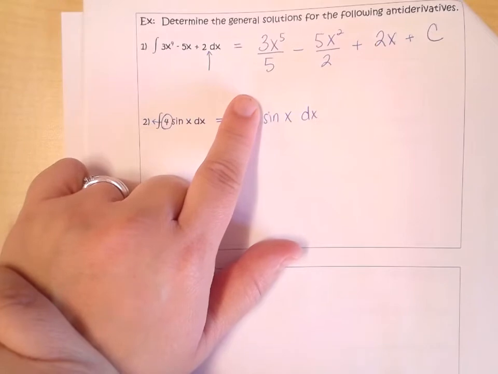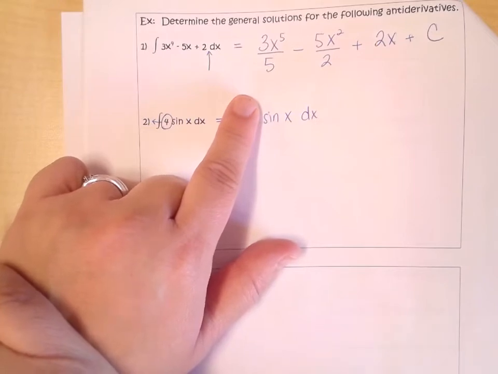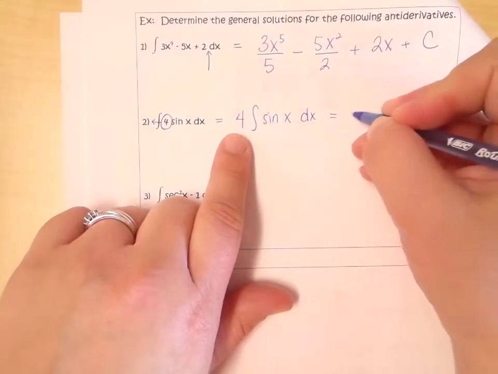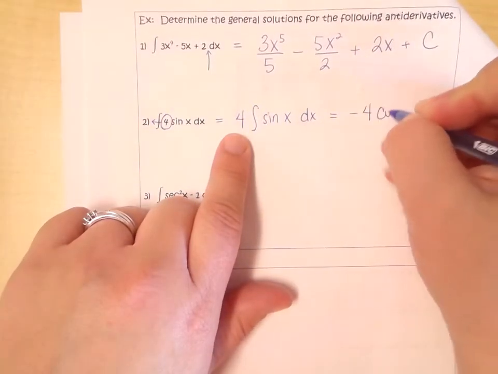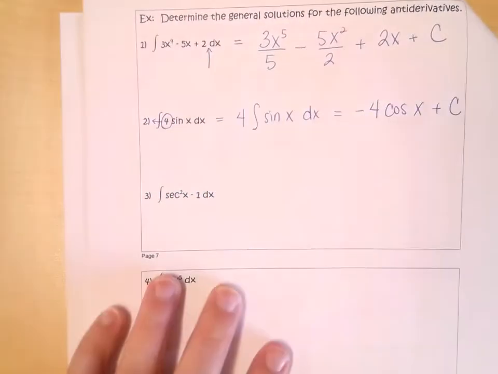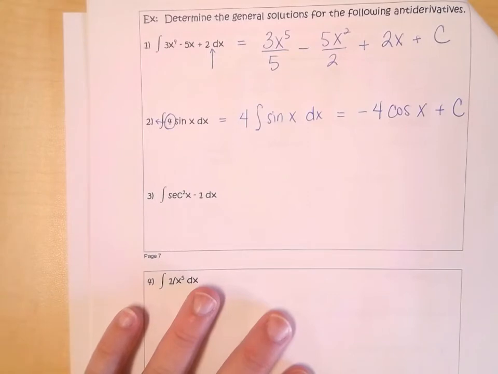What's the derivative of cosine? It would be negative sine. So since I don't see a negative, I have to put it with my answer. Does that make sense? The negative has to be somewhere, and if it's not part of the integrand, then it has to be part of the answer.